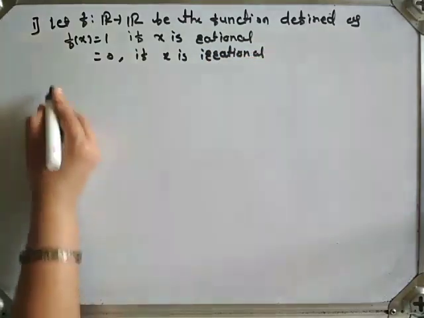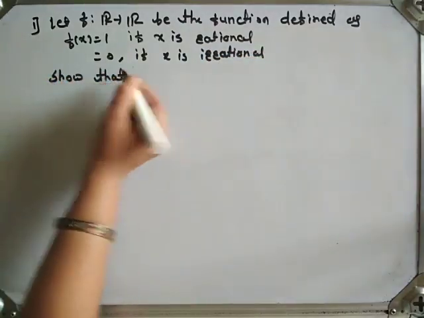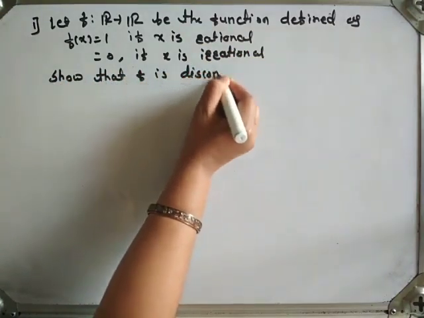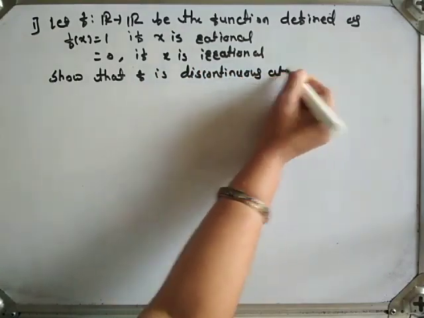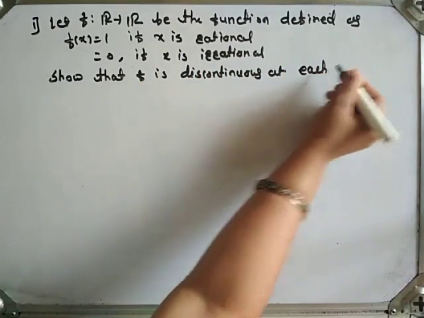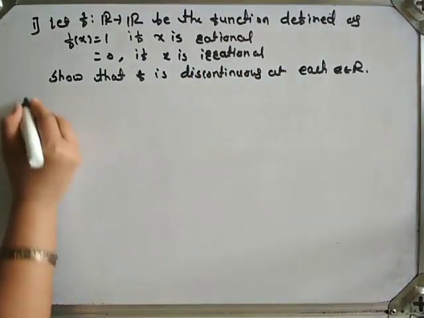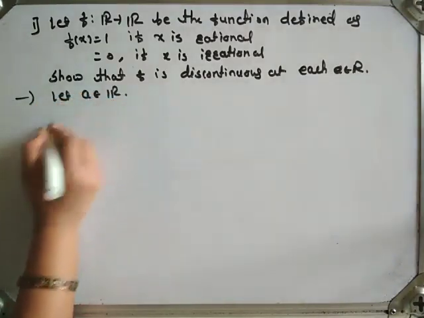Okay. Show that f is discontinuous at each a belongs to R. Okay. Solution. Let a belong to R.